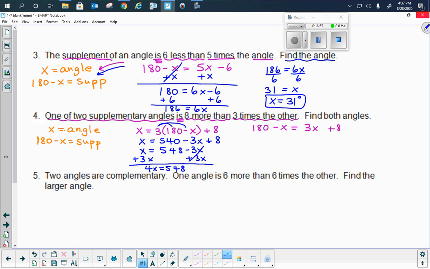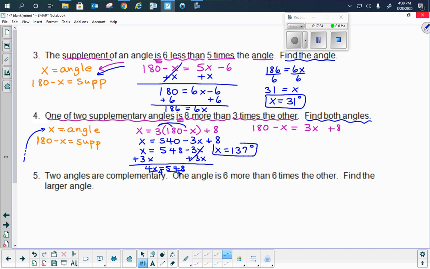And therefore, if you divide both of those by 4, then you will have x equals 137. And again, I'm stopping and hesitating. I'm reading what the question asks. Notice this one says find both angles. So I don't necessarily just want what x is, I want both angles. Well, I notice over here that x is one of my angles. So I'll go ahead and say x equals 137 degrees.